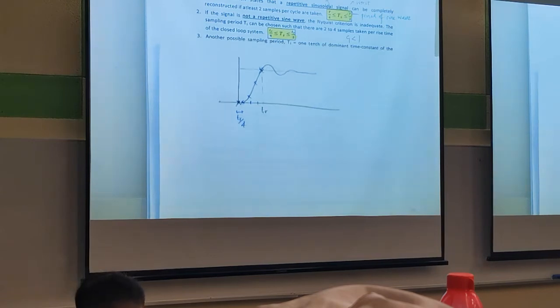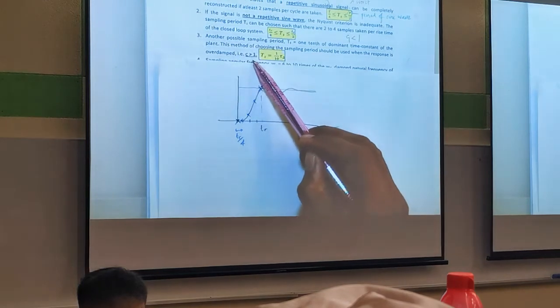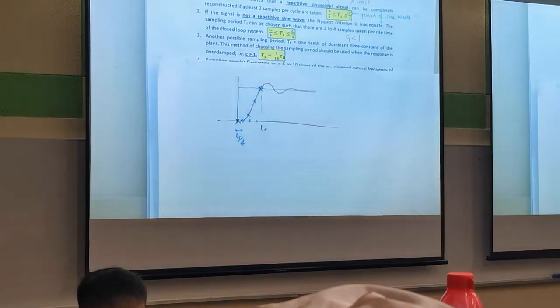Now let me move on to the third one. The third one is more on the dominant time constant. Dominant time constant comes into the picture only for overdamped, so that is when zeta is greater than 1. Why are we concerned about dominant time constant? Because dominant time constant is the one that decides the speed of your graph. So that's why we use that instead of the other time constant.